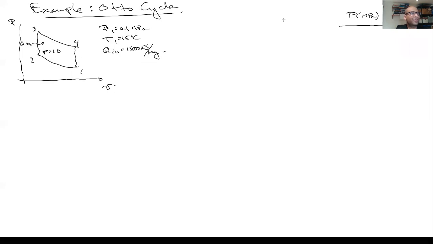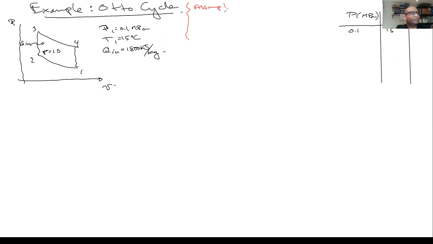Okay, then we're just gonna draw a couple of vertical lines, so it's a table like this. I already have some information. I know we start at 0.1 megapascal and 15 degrees Celsius. What's the specific volume? I'm going to make a little box here.